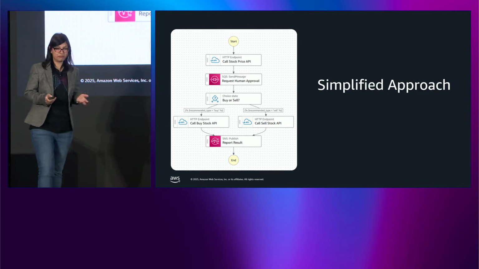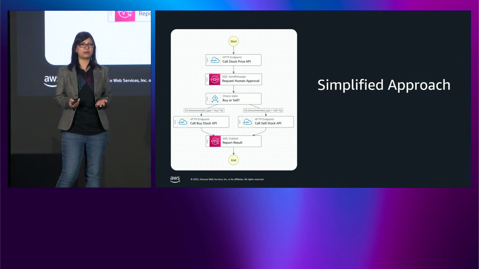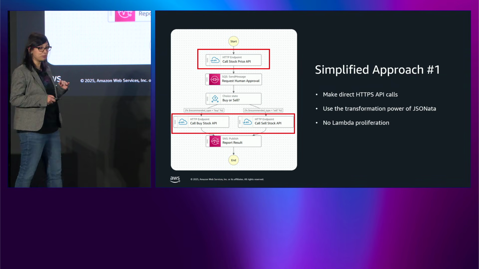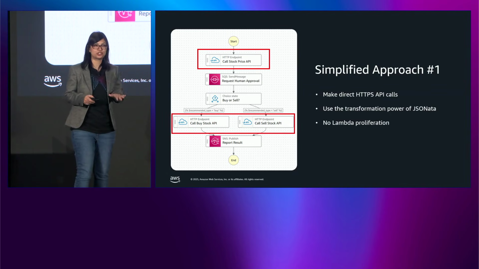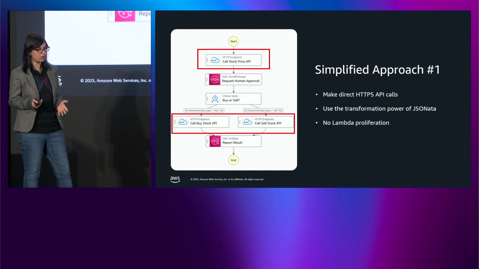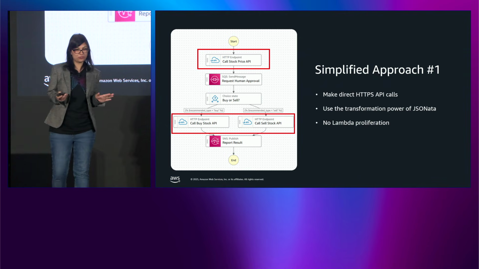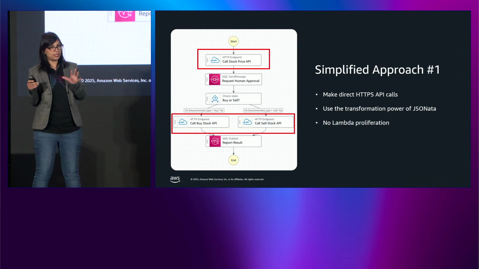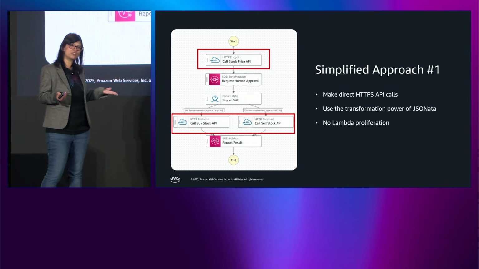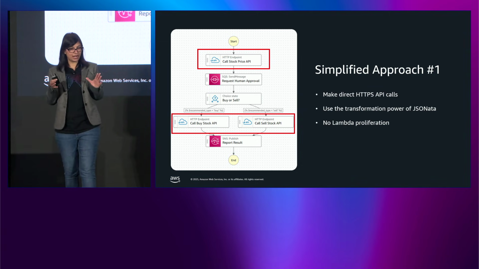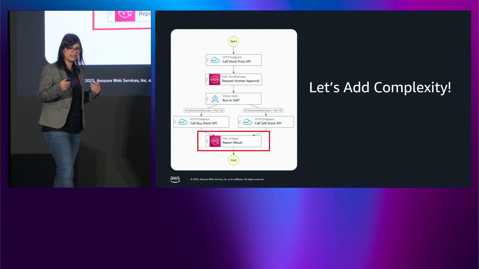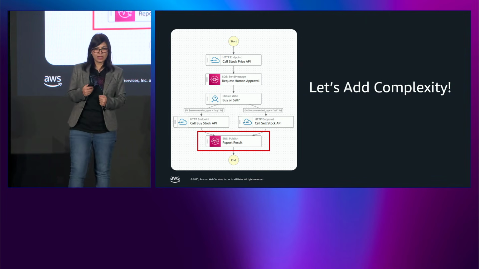And this is what I call the simplified approach. As part of this simplified approach, the first strategy is I have removed the Lambda functions and I'm now making direct HTTPS API calls. We are using the transformation power of JSONata as we are calling, and as a result, there's no Lambda proliferation now. We are changing the payload using JSONata to fit the end system. You can get input in any structure that you want, and you're formulating that to send it to the end system using JSONata.